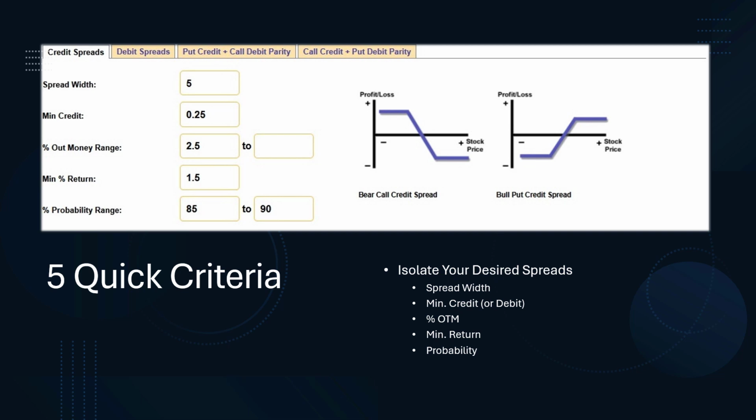You enter in your stock symbol, then you can enter in criteria. What spread width you want, minimum net credit, range in or out of the money, minimum percent return, and the probability range. You can isolate your desired spreads with these 5 criteria, whether you want to be at the money for, say, a longer term debit spread, bull call, or bear put, or you want to have a higher probability for shorter term, weekly, 2-week out credit spreads with a minimum return of 2, 3, 4, 5, 10%, 11%, whatever you need.